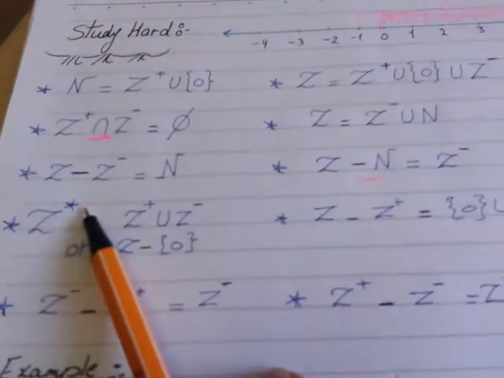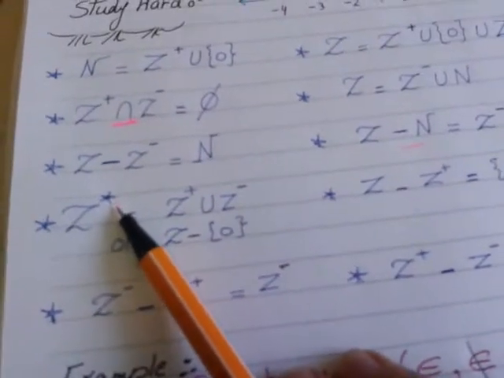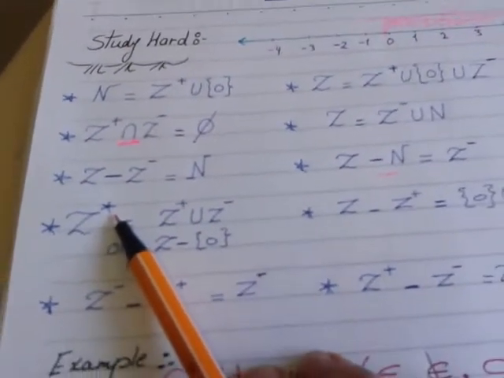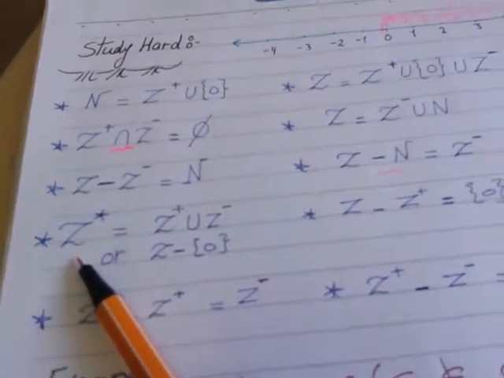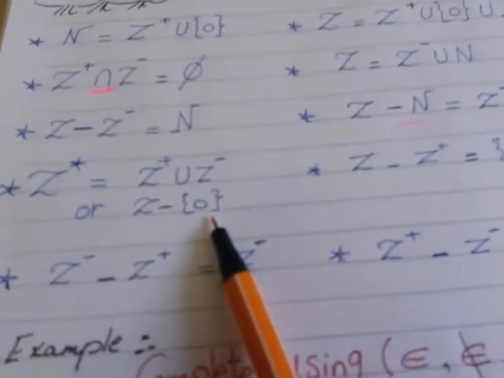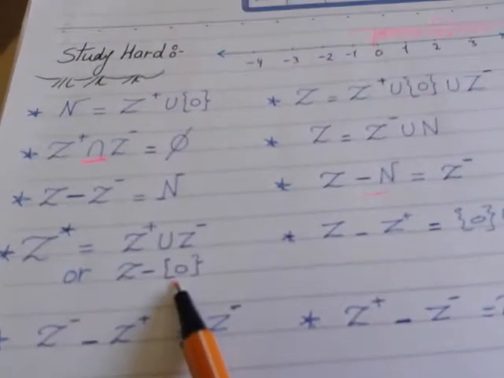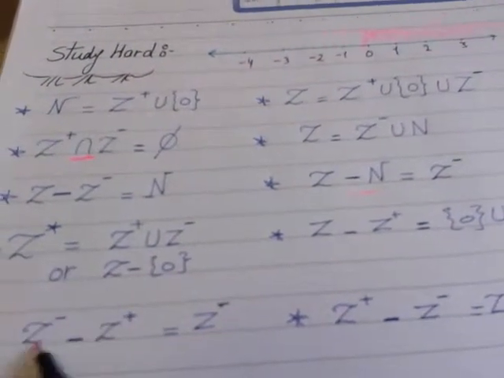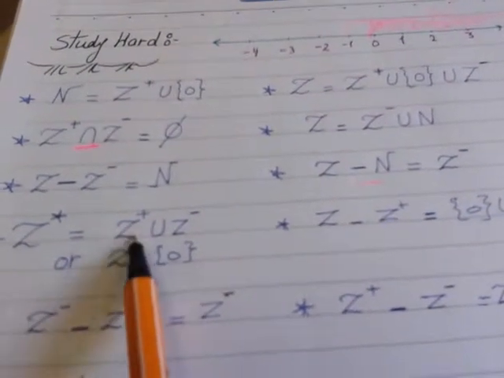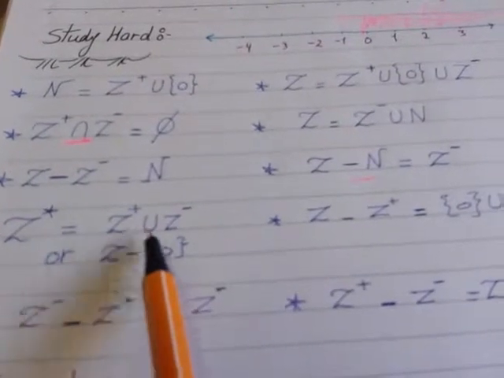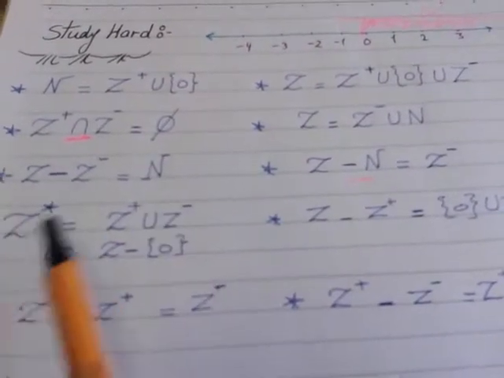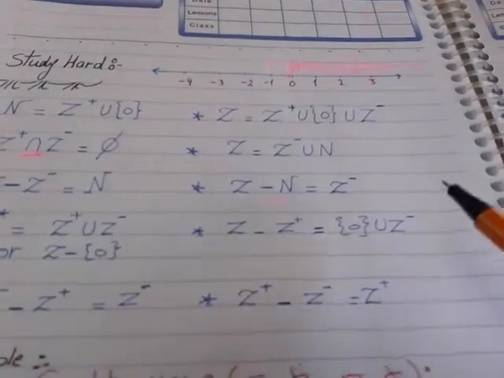Z star, this is a new principle. This is Z star, which is all of Z except 0, or Z difference 0. Z positive union Z negative, except 0, is Z star. So Z star is Z positive union Z negative, only without 0. Okay.